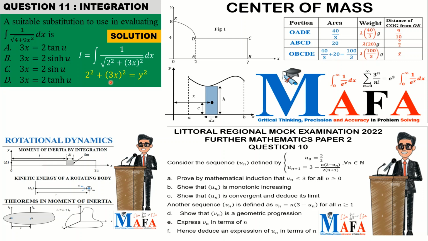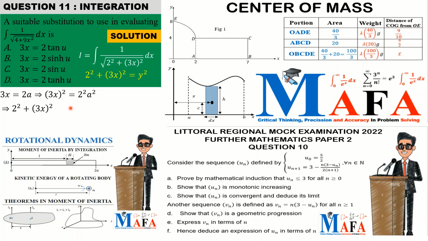Now how do we achieve this? In order to make 2 squared plus (3x) all squared look like y squared, our 3x must be in function of 2. So 3x will be 2 times a certain function, so that if we square both sides, we are going to have 2 squared, and then we can factor it out. This is what I'm saying: 3x should be written as 2 times a certain function, and if you square both sides, you have (3x) all squared to be 2 squared times that function squared.